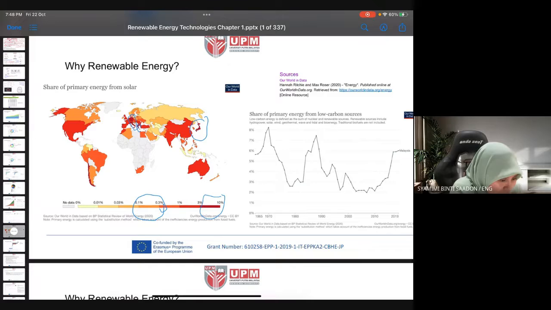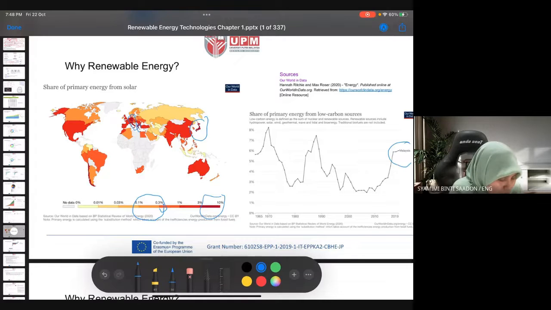Okay. This is a share of primary energy from low carbon source for Malaysia. So of course, one of the reasons why we need to invest, or why we need to start to focus or look into the other types of source of energy, renewable energies, notably, is because we want to reduce the carbon, okay, to lower the carbon dioxide emission.